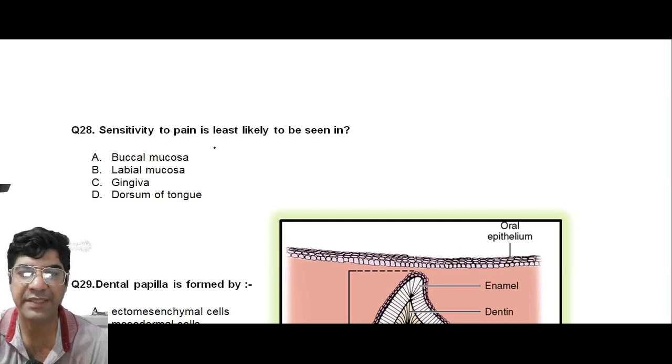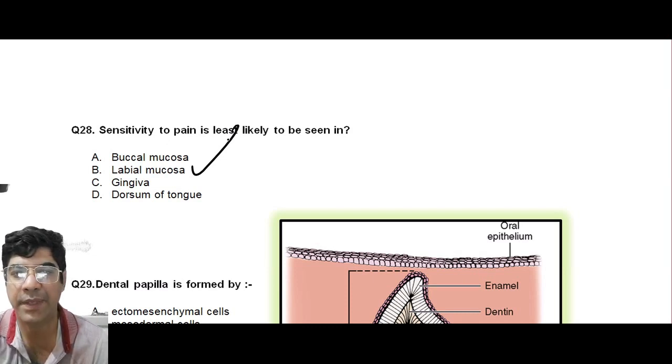Sensitivity to pain is least likely to be seen in the labial mucosa. So the labial mucosa is less sensitive to pain as compared to other tissues.